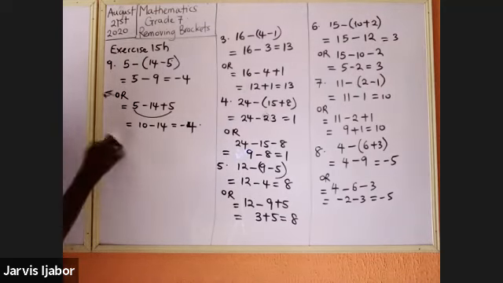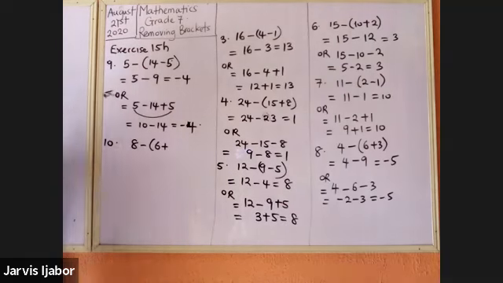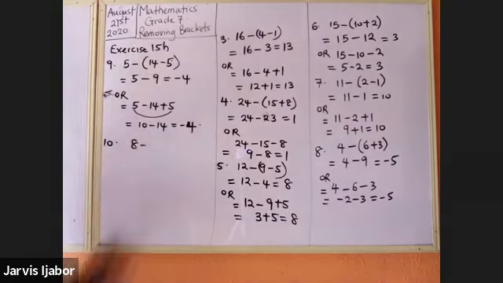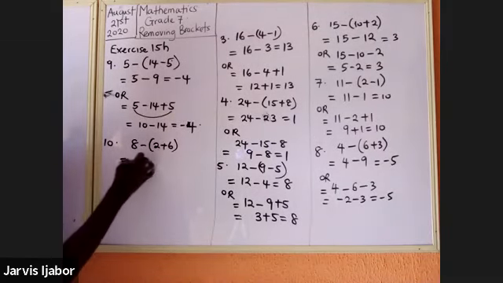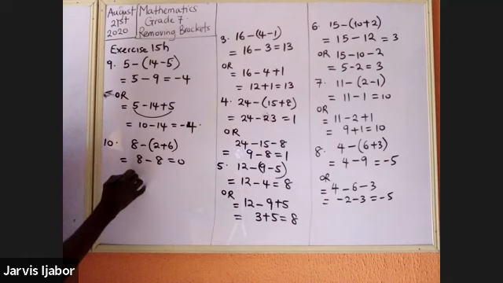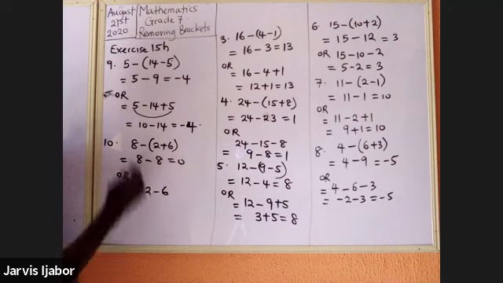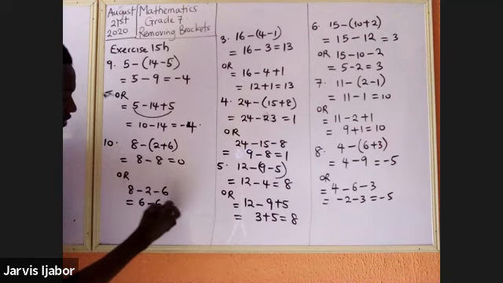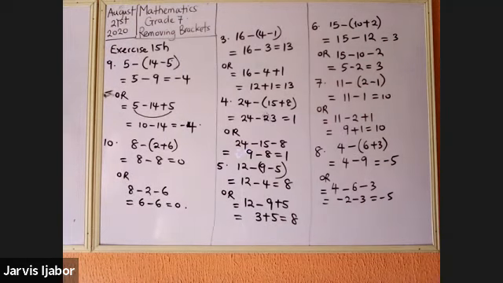Now, question 10, which is the last question we're going to handle, says 8 minus 6 plus minus 2 plus 6. 8 minus 2 plus 6, and that will give me 8 minus what? 8, and that will be 0. Another approach would be to say 8 minus 2 minus 6, which will give me 6 minus 6, and that will also be what? 0. All right, so that's for question 10. And I think with that, we are done with that exercise, and we will move to the next one right away.